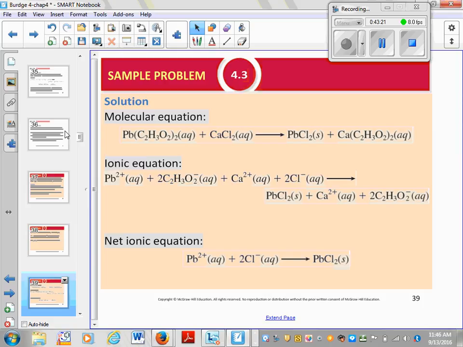So you write the reactants of the molecular equation. You switch the cations and make sure it's balanced when you switch the cations. This one happened to be balanced, but it won't always be balanced. Then you break apart all the aqueous ones. You have to figure out which one's going to be water soluble. And then write the ionic equation, then the net ionic equation.